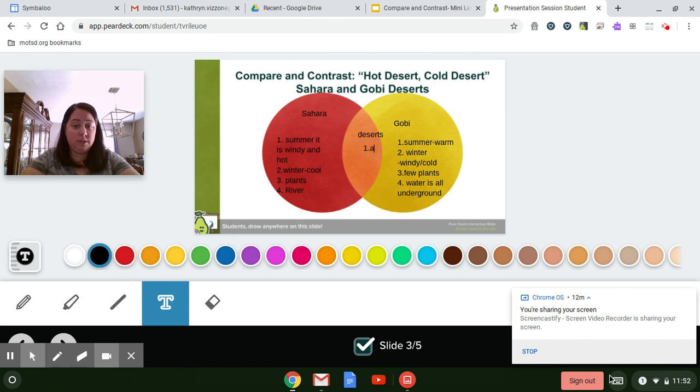So both deserts have animals. And again, it doesn't have to be perfect. Both deserts have people that travel through them or live in them. And both deserts have similar soil. So now if you see here, we have our Venn diagram all done.